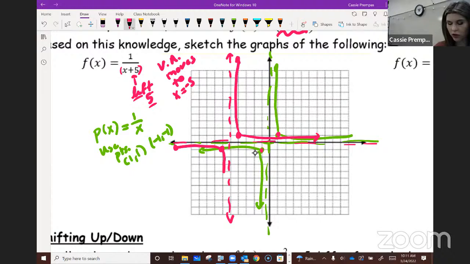Once you've graphed your new graph, you do not need the parent anymore. You can erase it because it's not actually your answer. You're graphing function f, which is the pink one in my case.